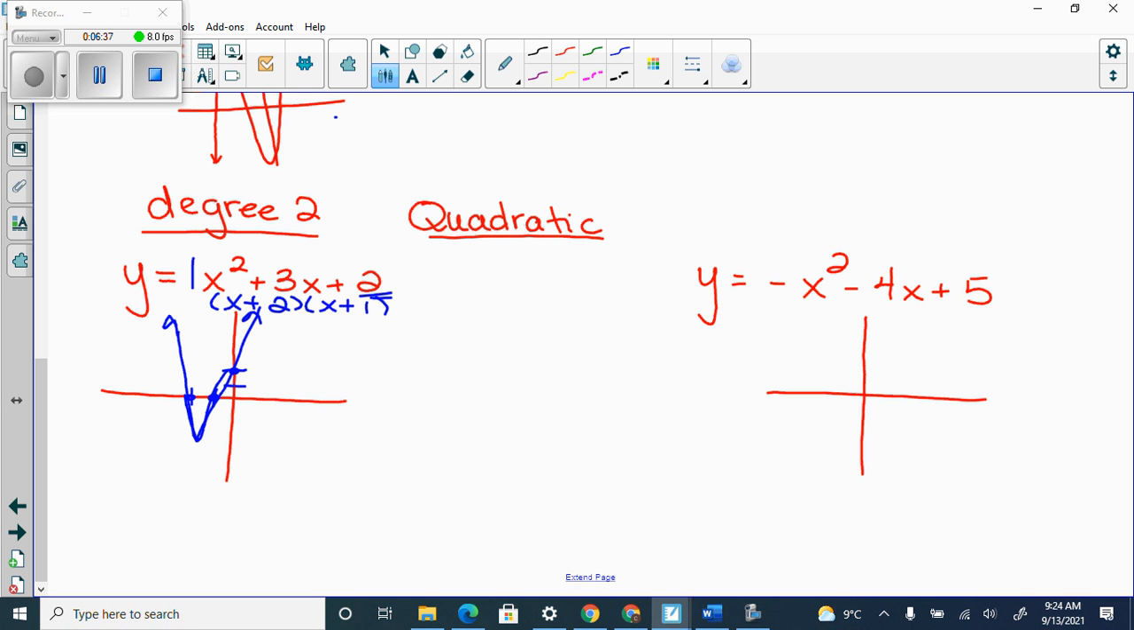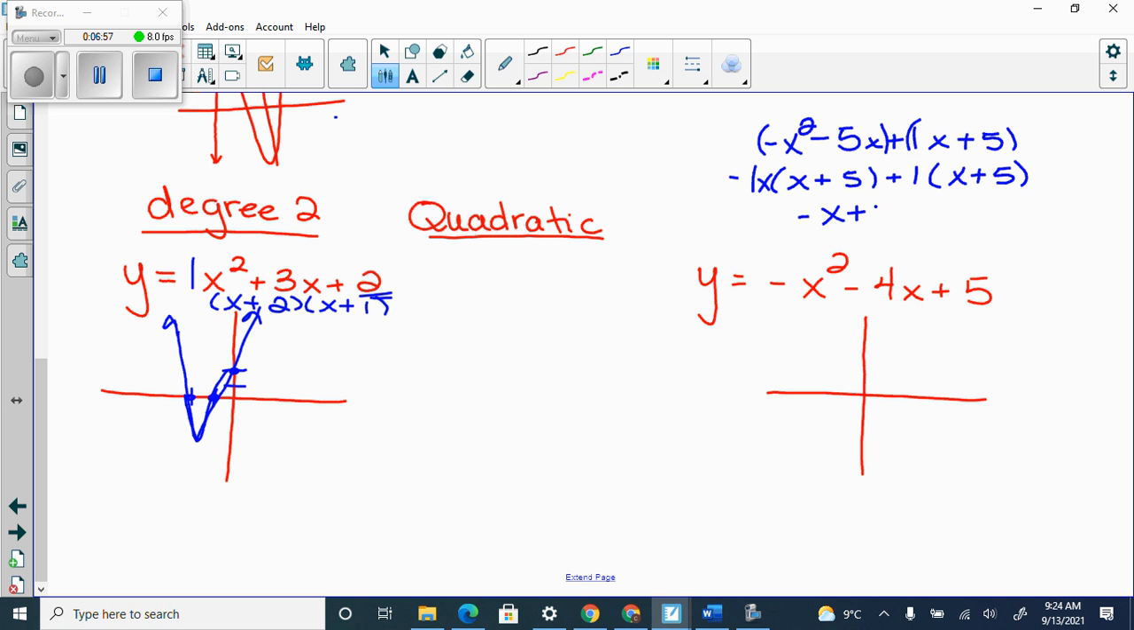Okay, this one here is concave down. I have to decompose: negative x squared minus 5x plus 1x. So our x-intercepts are at positive 1 and negative 5. And it's going to be a little something like this. This has to be 5, and it has to be down on the right.